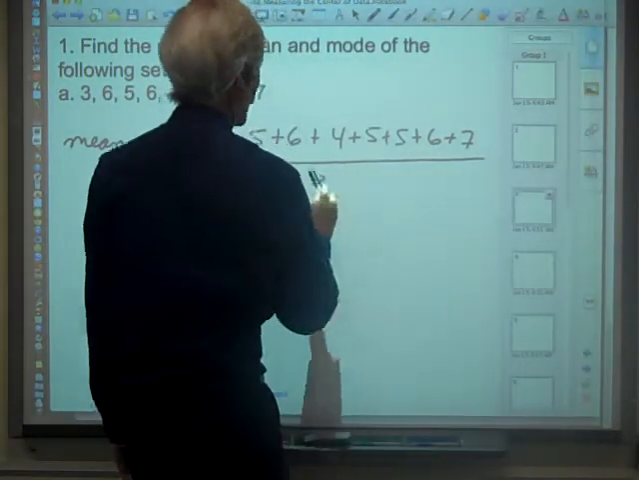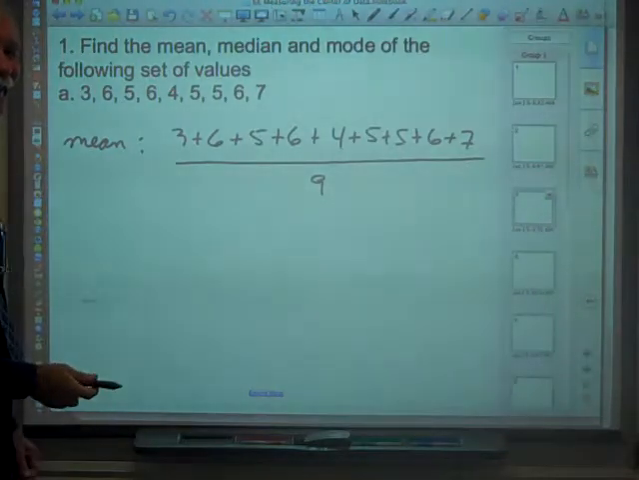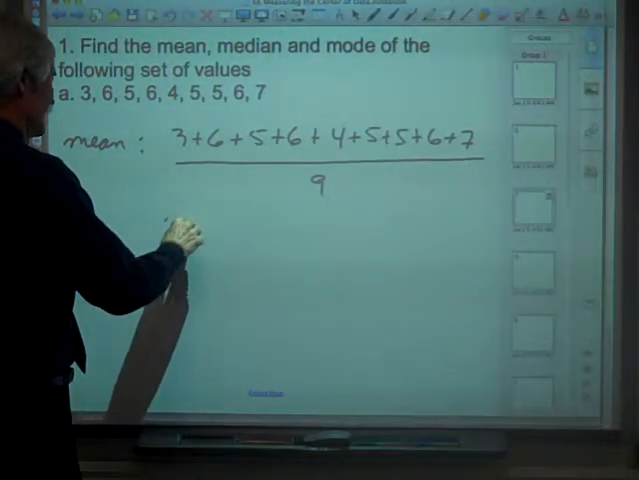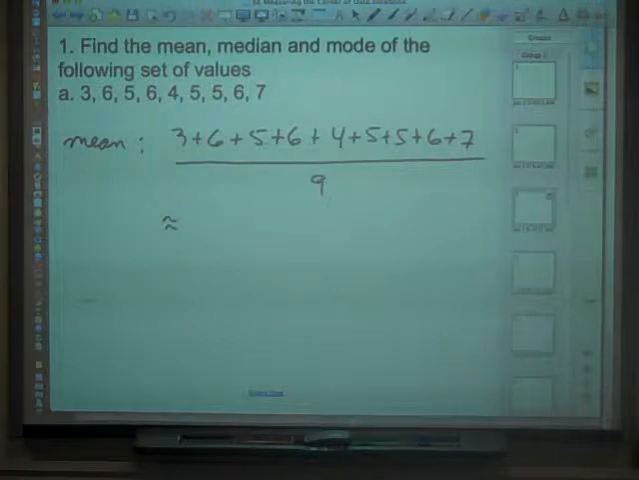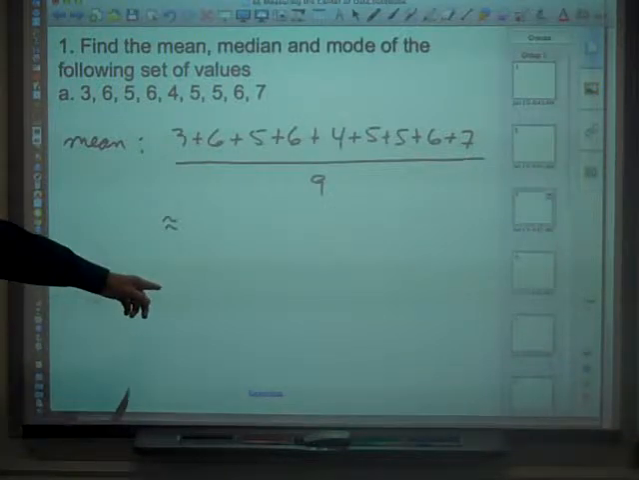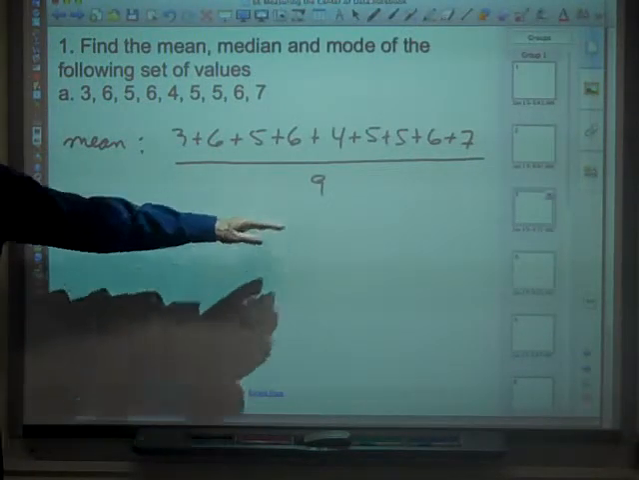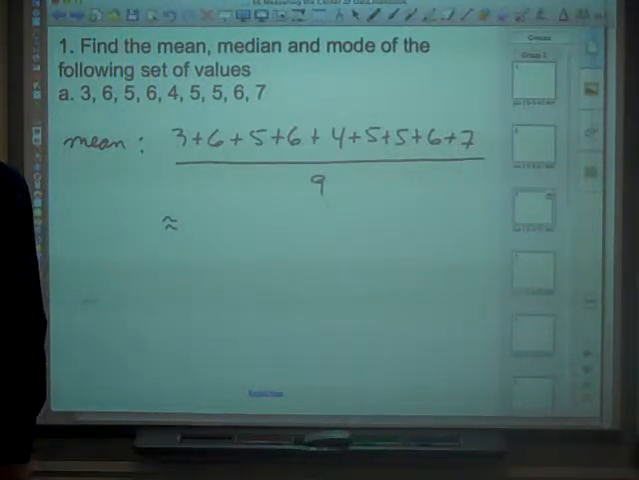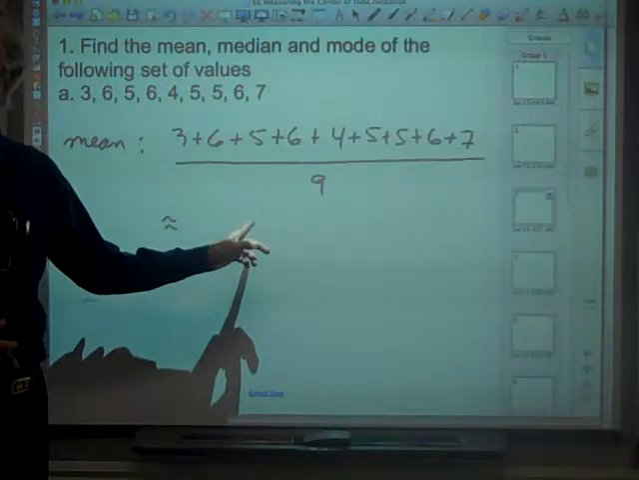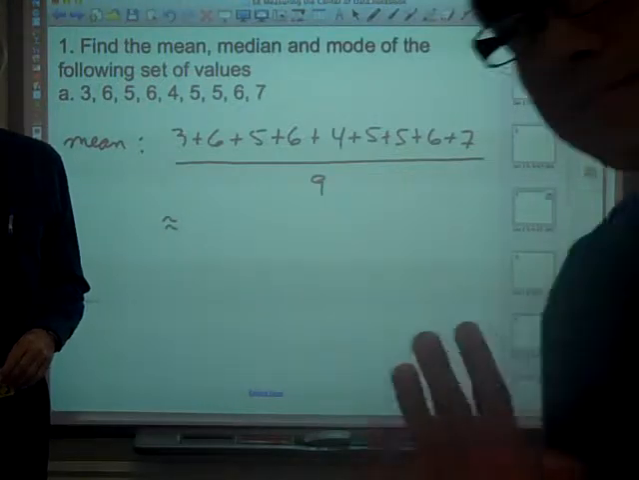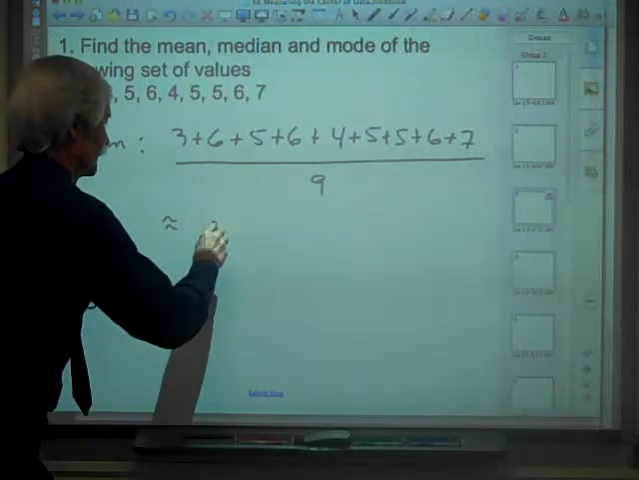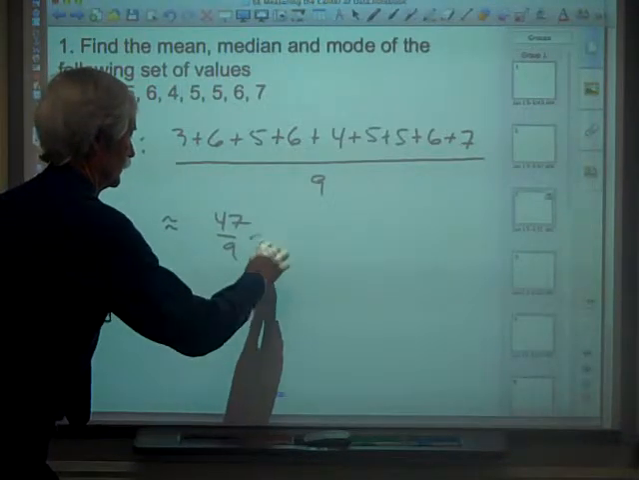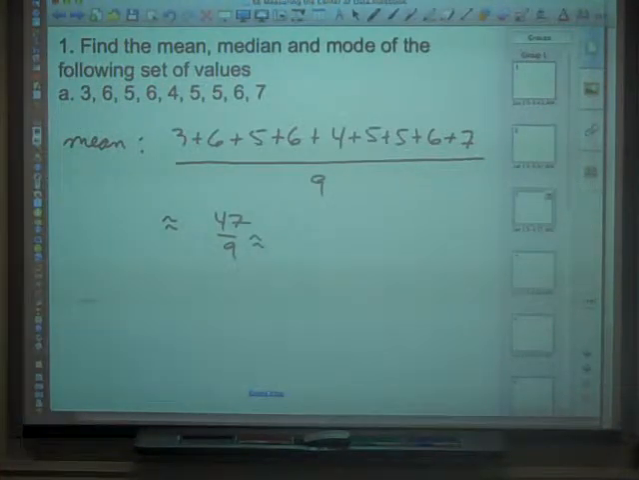5 and 6 have the same amount. How does that numerator come out? 5.22. What's the numerator though? 47. Does it add up to 47? I think so. Team, did you get 47? And what is that to 3 sig figs?